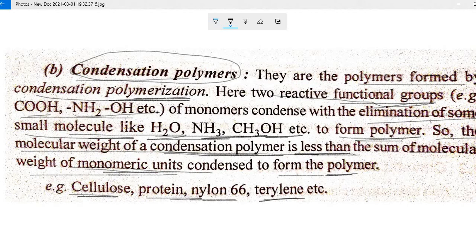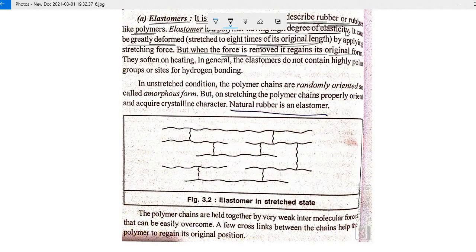So now we will discuss the next type, that is based on the general physical properties. The example of an elastomer is rubber. Okay, so what is an elastomer? It is a general term used to describe rubber or rubber-like polymers. An elastomer is a polymer having a high degree of elasticity. तर बघा हाय डिग्री ऑफ इलास्टिसिटी असते तर आपण त्याला स्ट्रेच करू शकतो. इलास्टोमर म्हणजे काय, आपण रबरला स्ट्रेच करू शकतो.